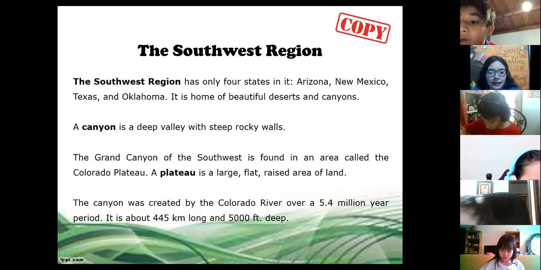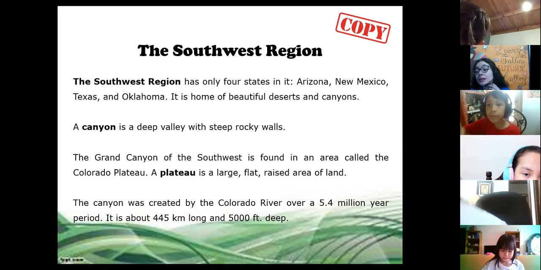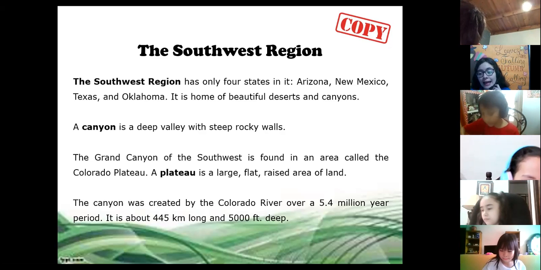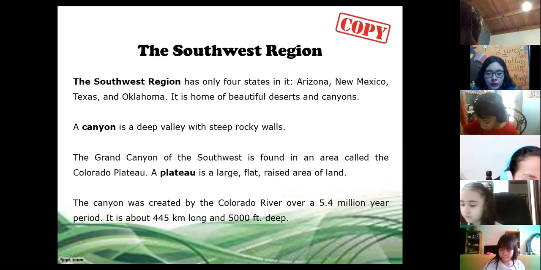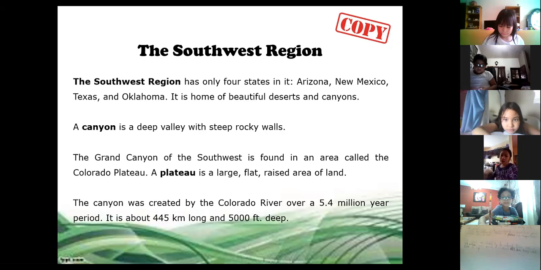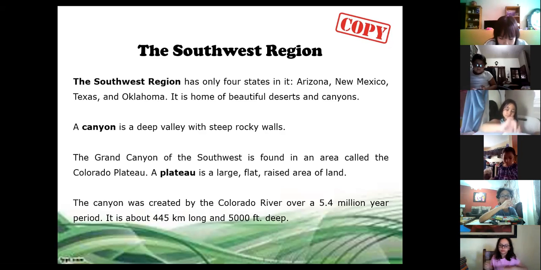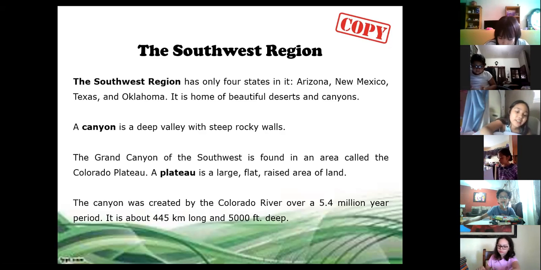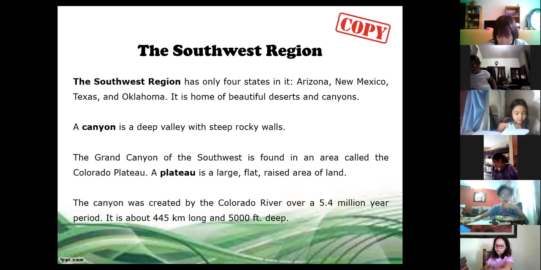Okay, now the Southwest region was missing. We didn't talk about the landforms of this. That's why this is the continuum of the summary number five. The Southwest region. Remember that it just has four states. This is a small region. It has Texas, Oklahoma, Arizona and New Mexico.